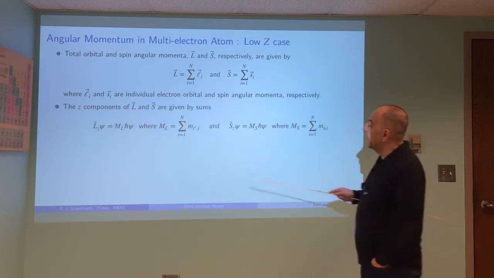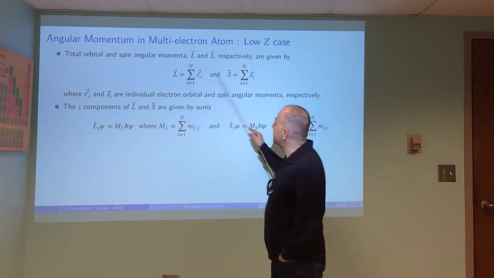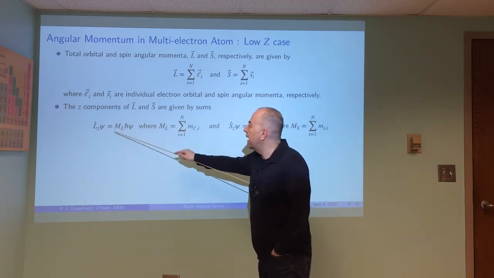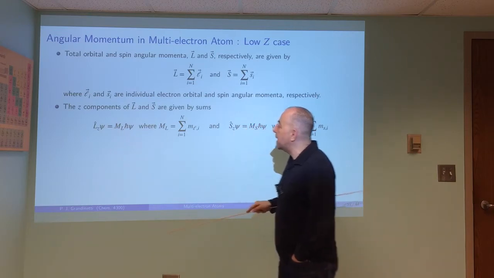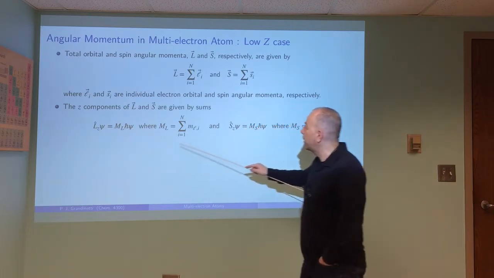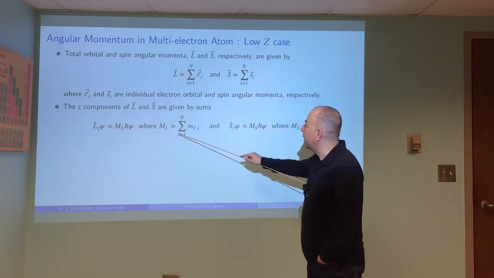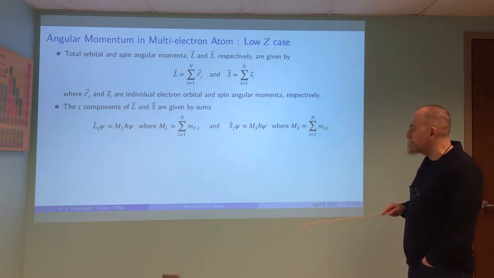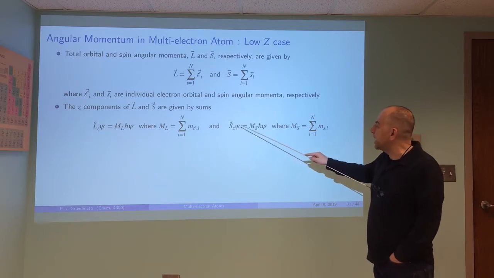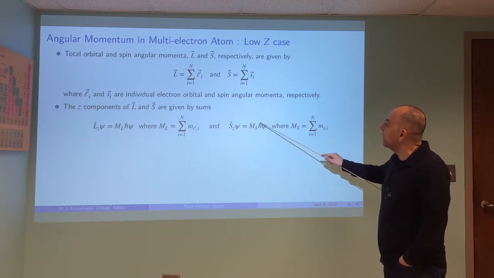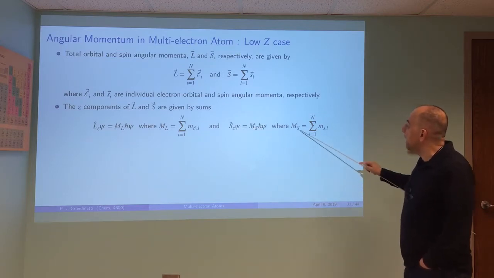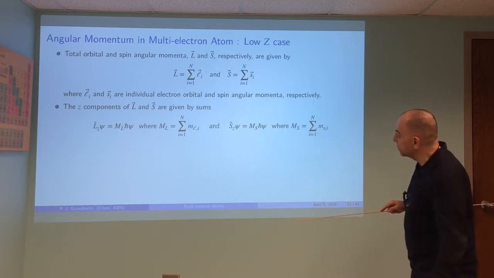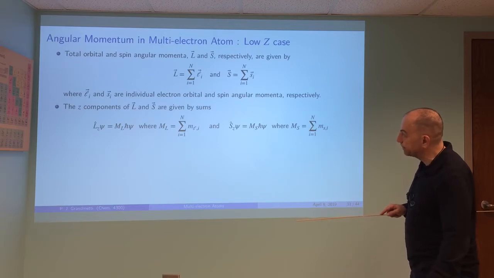Likewise, for each of these there will be a Z component. The L_Z component will have an eigenvalue M_L h bar, and this capital M_L is the sum of all the individual m_l values for the electrons. And the same for the S_Z component: there will be an eigenvalue M_S h bar, and that M_S quantum number is the sum of all the individual electron m_s values.